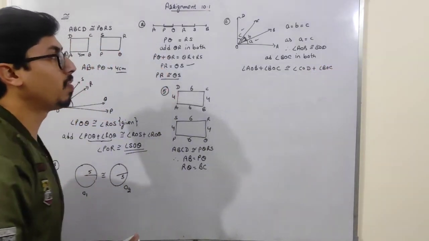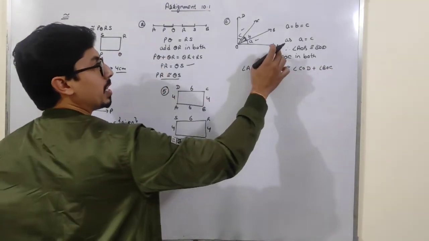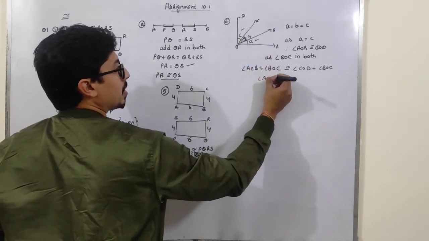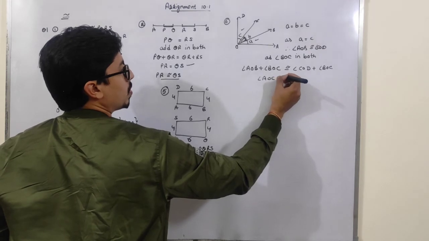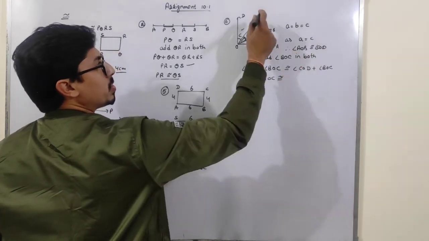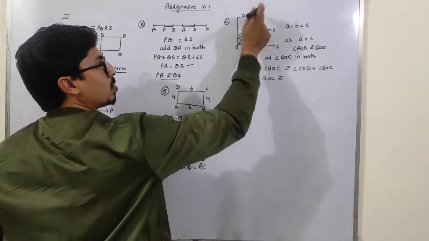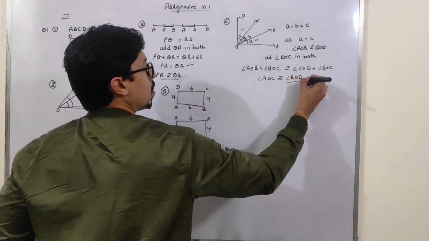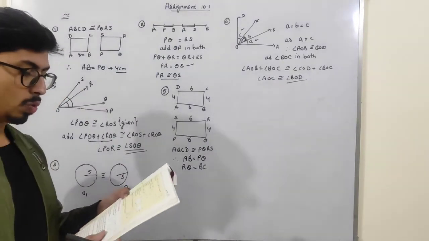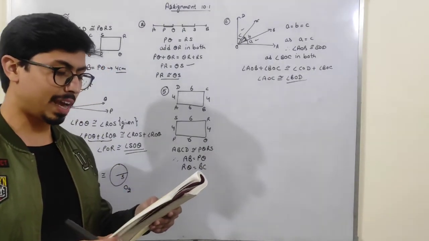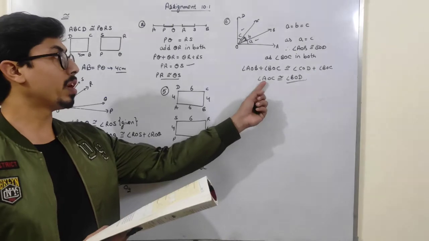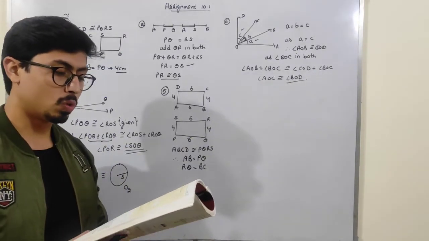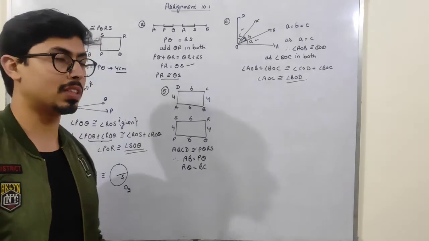Okay, so what it will be, students? AOB plus BOC, it will be AOC, congruent to COD plus BOC, it will be BOD. Okay, and this you have to find out. So what is asked in the question, which angle is congruent to AOC? So AOC will be congruent to angle BOD. Okay, students. So now let's just discuss the question number 7.